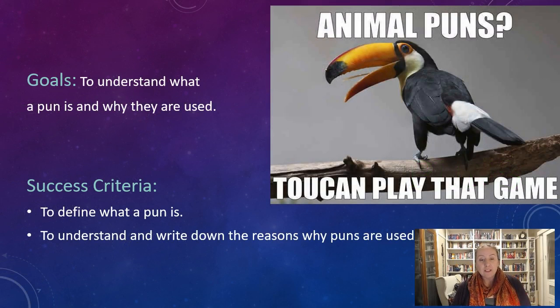Alright everybody, so today we're going to have a look at puns, which are a kind of joke or a play on words. So your goal for today is to understand what a pun is and why they are used. Your success criteria is to be able to define for me what a pun is, to understand and write down some of the reasons why puns are used, and maybe to come up with some of your own examples. So having a look at the little picture up the top here, maybe you can start to work out, if you don't already know, what a pun is.